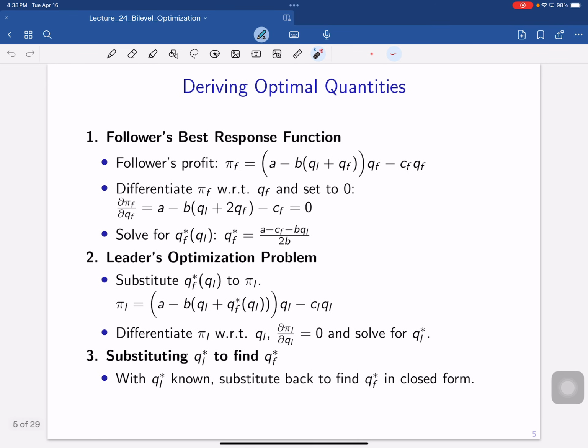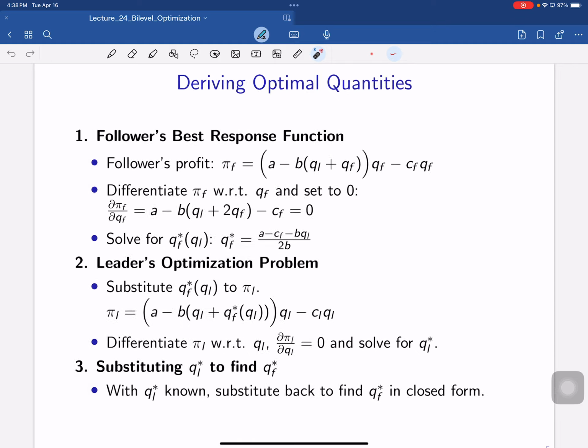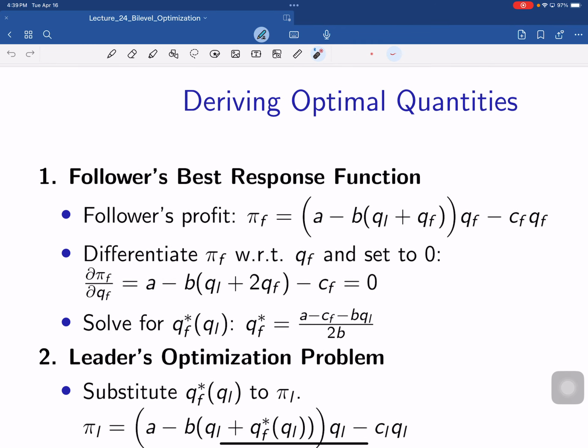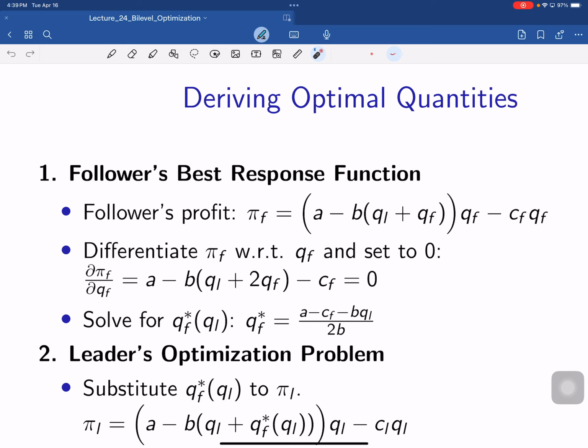So let's do some very quick analysis here on what is the optimal QL and QF. So let's first consider the follower's best response function. Right? What do I mean by that? Right? So no matter how much the leader produces, the follower will respond optimally to the leader's production quantity. Okay, so let's take a closer look at what is a follower's best response to a leader's decision.